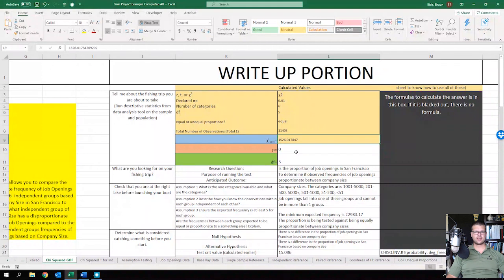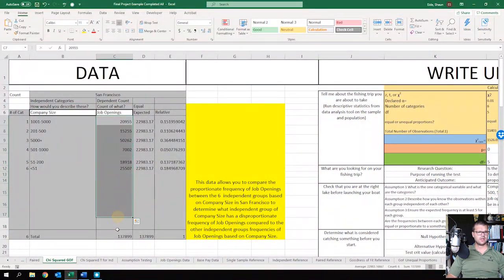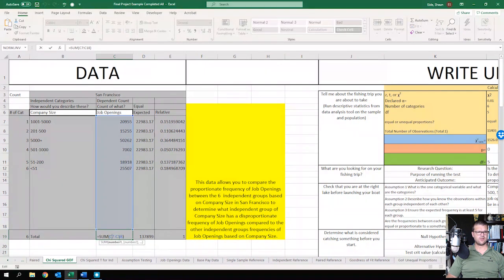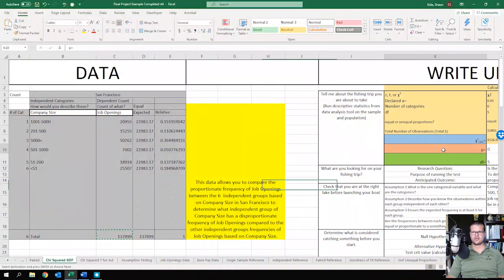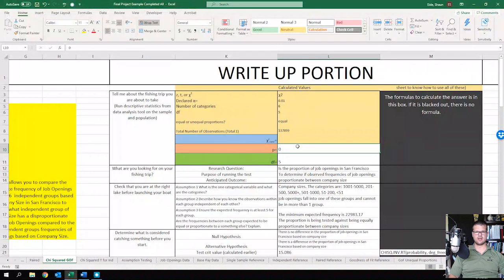So what is the chi-squared calculated value? Let's see here. Hold on. The degrees of freedom, equal or unequal proportions. We are going to set it up for equal proportions because we're going to see, is there a difference? And then the total number of observations. In order to see the total number of observations, we look right down here at the bottom, and we're going to see 13,700 and 137,899. So come right over here. Once again, I don't know why that's wrong, but I'm going to change that. And then the chi-squared calculated value, we'll get into that in a minute.